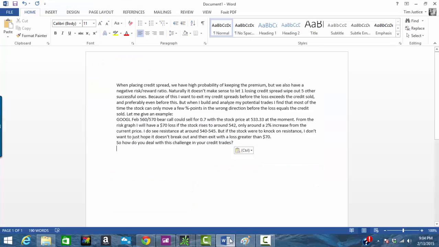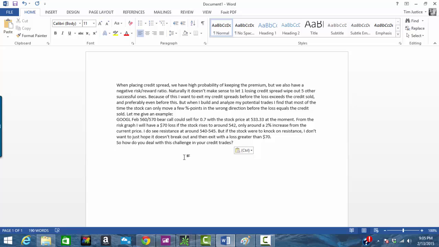And Christian had a question about credit spreads. I want to just read this out loud. When placing a credit spread, we have a high probability of keeping the premium, but we also have a negative risk-reward ratio. Naturally, it doesn't make sense to let one losing credit spread wipe out 5 successful ones, because I want to exit my credit spreads before the loss exceeds the credit sold, and preferably even before this.